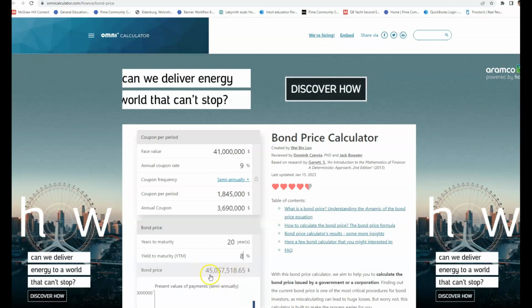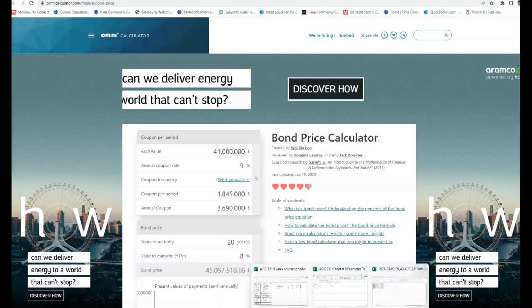So the bond price is $45,057,519, essentially. So you see how easy it is to calculate it. There's all kinds of bond calculators online, so you can do this yourself if you'd like. So this actually issues at a premium because the face value is 41 and it issues at 45.